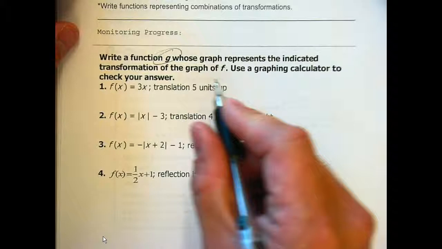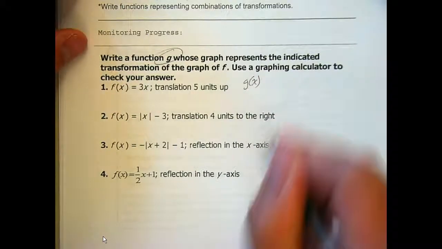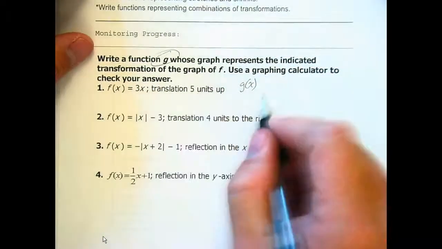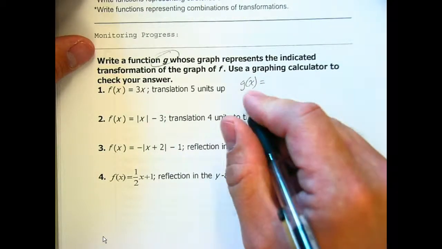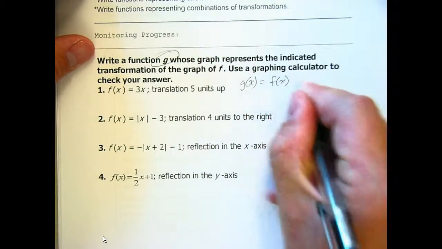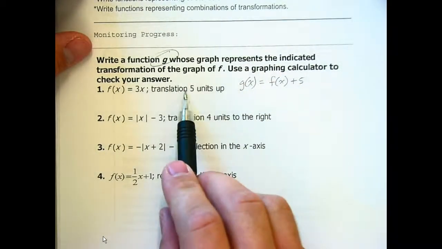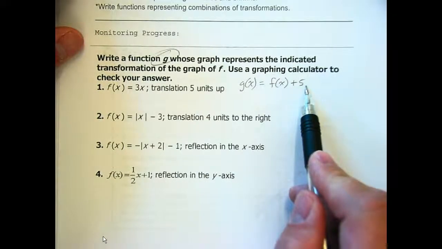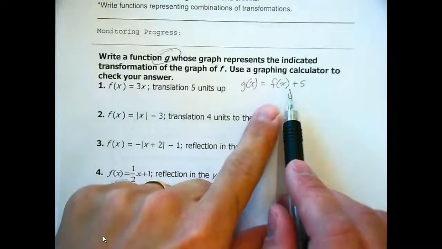Guys, remember, if you're doing a translation of 5 units up, I like to think of writing it in function form first, especially when you're learning it. It helps you out. So a translation of 5 up means g of x, my new function, is going to be f of x plus 5. So we're using f of x notation. When we're moving up or down, that's a k shift, and k goes on the outside of f of x.